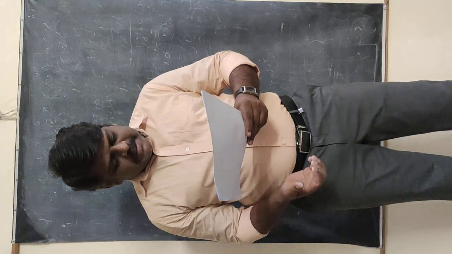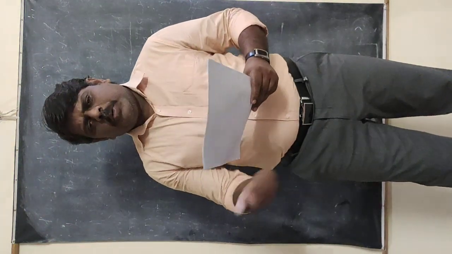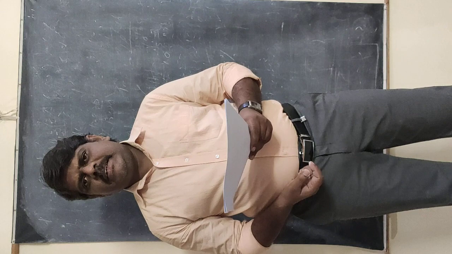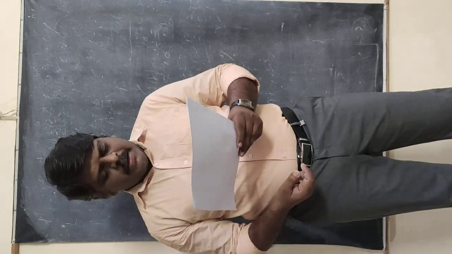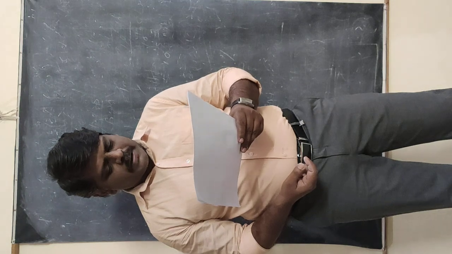So in the problem, they are asking for the increase in length. First, they are taking Y; both wires are made of the same material, that's why Young's modulus will remain the same. And what happened: the first wire length is L, the second wire length is 2L. The first wire radius is R, and the second wire radius is 2R.